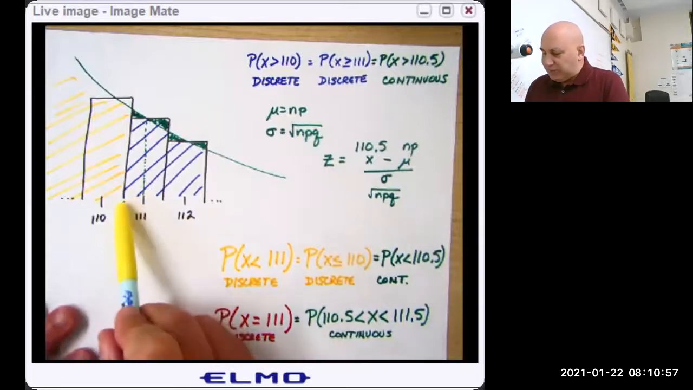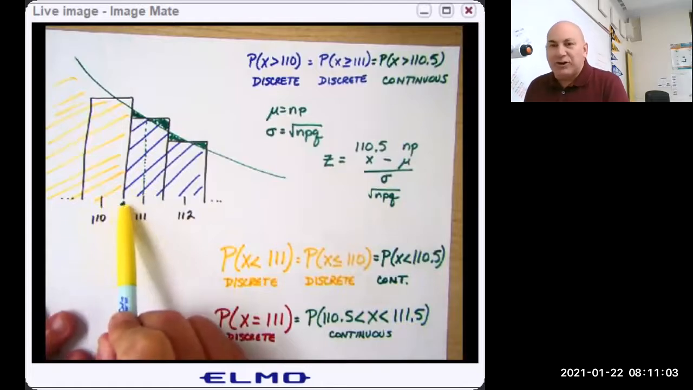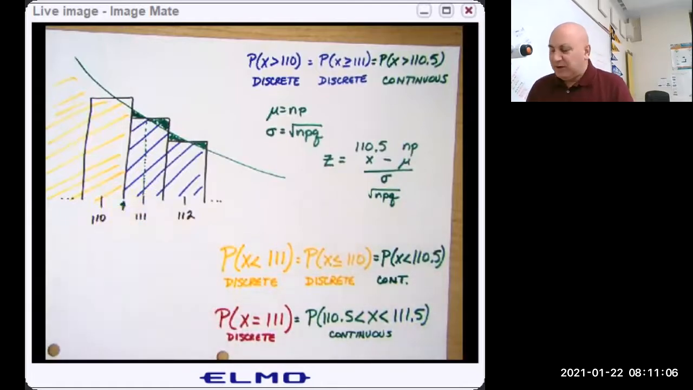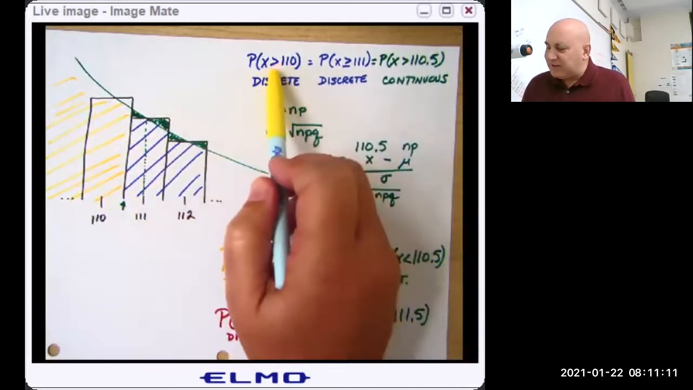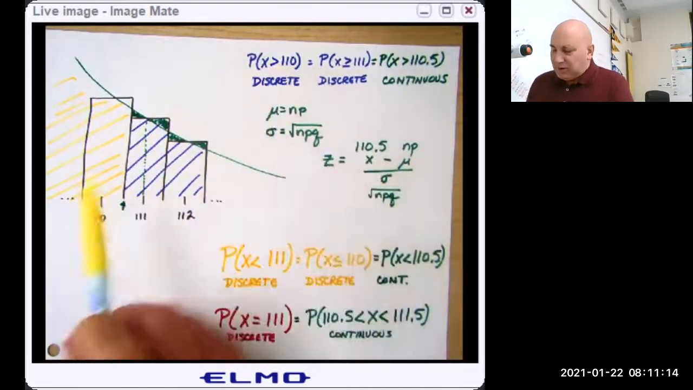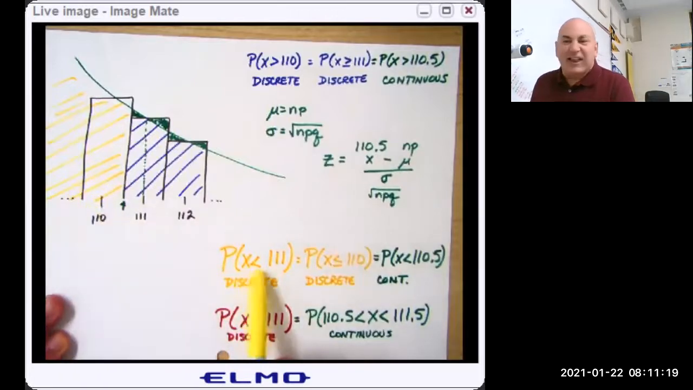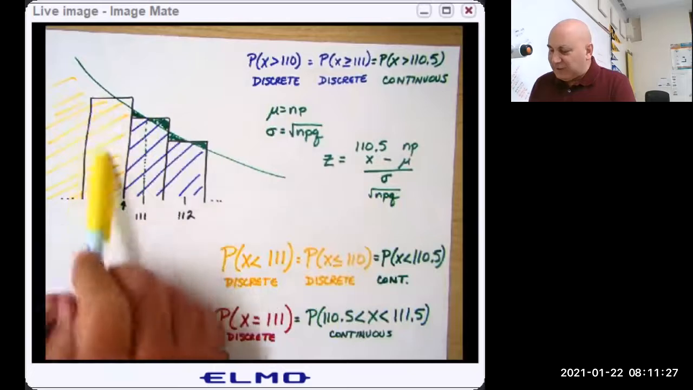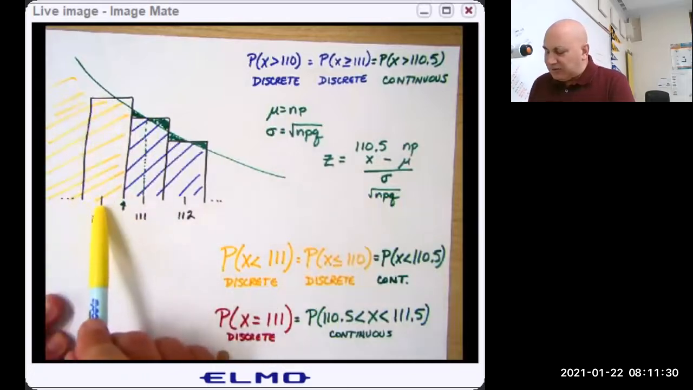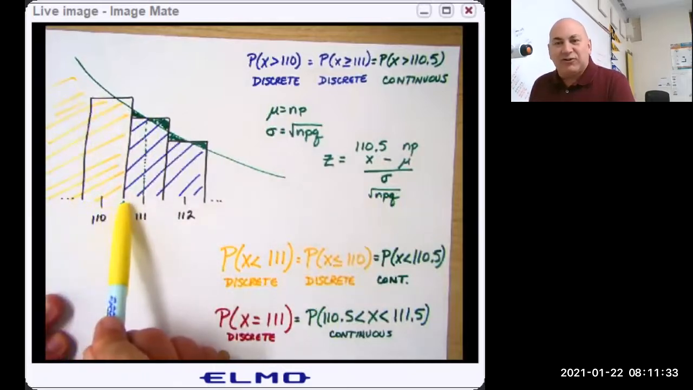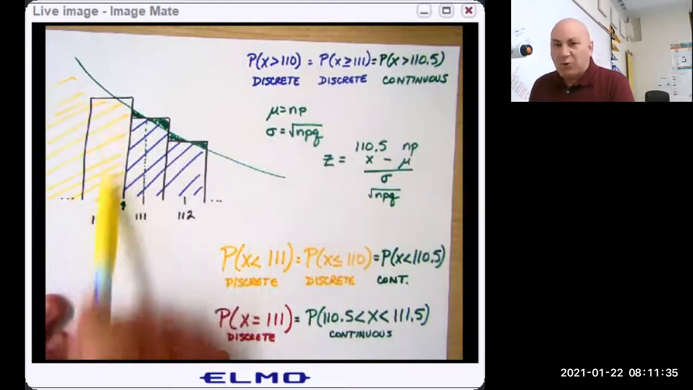Are there times where we'd move the continuity correction to the right? Absolutely. Let's say I want to know the probability that X is less than or equal to 110. Or in this case, the probability that X is less than 111, same thing. That's the probability that X is less than or equal to 110. So I want this yellow area. Well, for 110, I have to scooch the continuity correction to the right in order to get the whole rectangle.